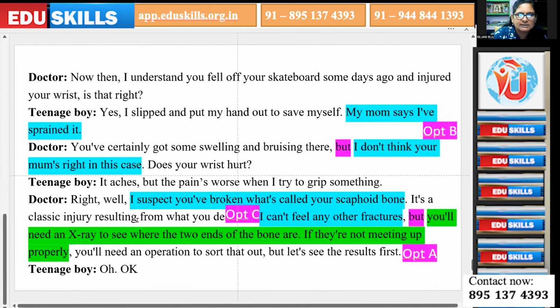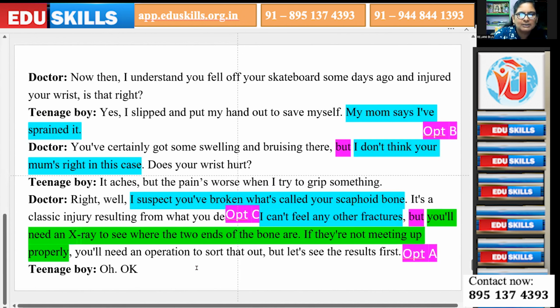It's a classic injury resulting from what you described. I can't feel any other fracture. She's again telling, I can't see any other fracture, but you will need an X-ray to see. Yes, that is the establishing of whether, as given there. Need an X-ray to see, to confirm, where the two ends of the bone are. She is telling about only a particular bone, so it is given singular, bone, not bones. So we can understand that only the scaphoid bone is affected or fractured here, and she wanted to see where the two ends of the broken bone are.